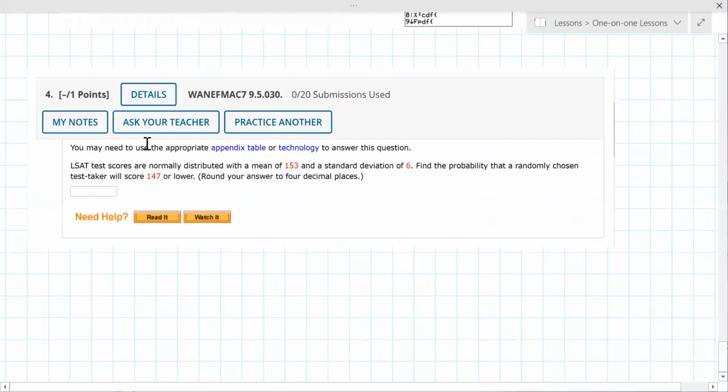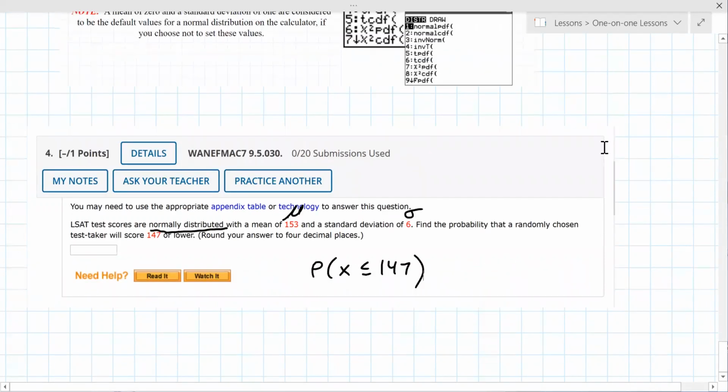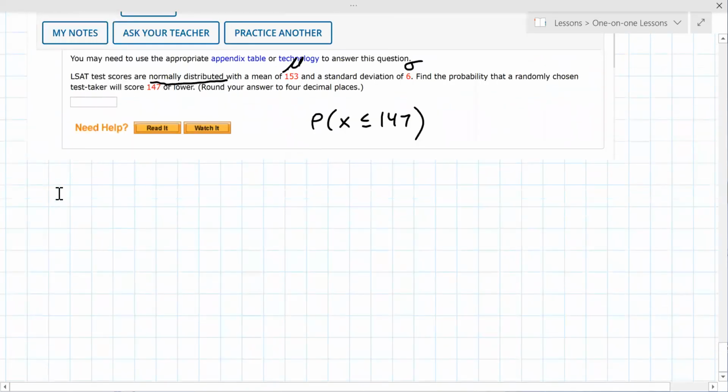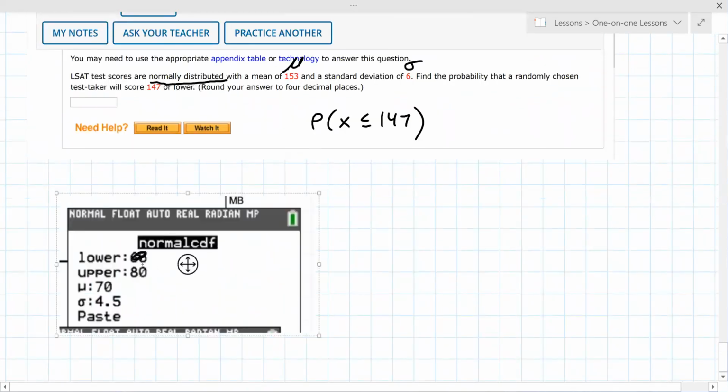Okay, mu is 153, sigma is 6, and they want the probability that the score is less than or equal to 147. You know that it's normally distributed, so you have to look for that wording. You're going to do the same thing. The problem is that you don't have a lower value. You have an upper value of 147, a mu of 153, and a sigma of 6.